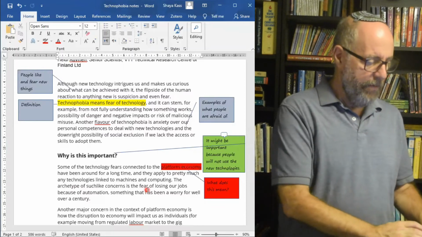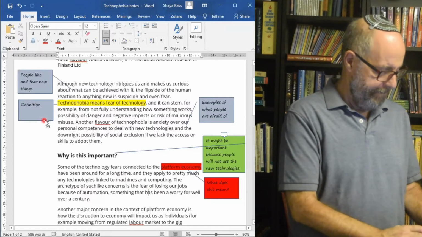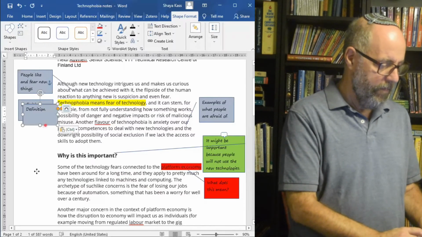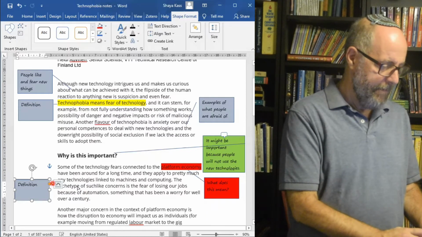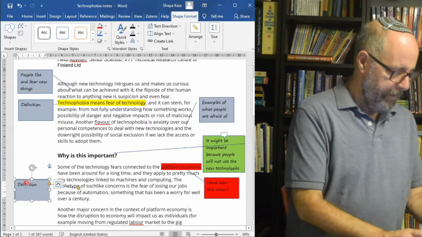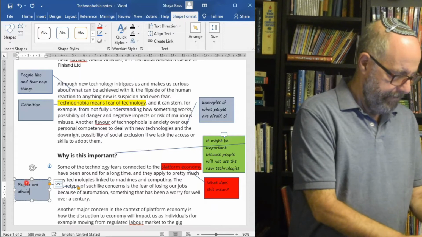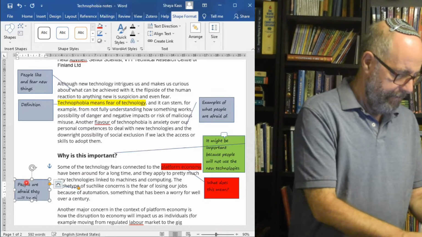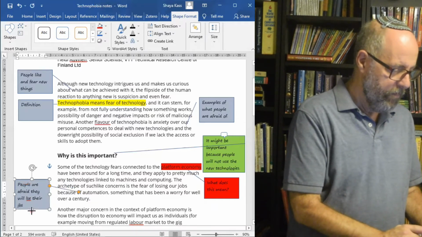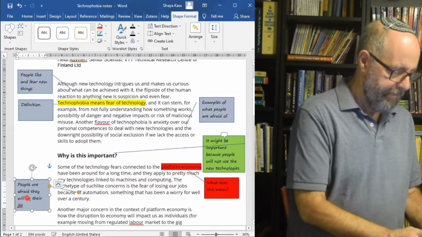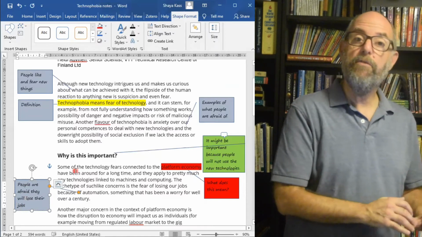So what do the fears stem from? So one fear is that people are afraid they're going to lose their jobs. Okay, so that's one fear.